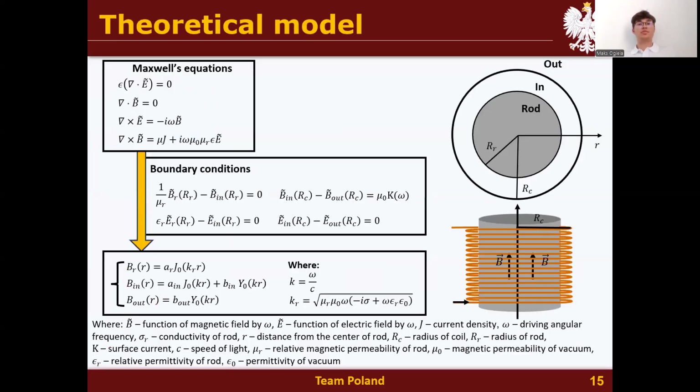In order to take them into consideration in our theoretical model, we solve Maxwell's equations for three main regions in our setup: rod, inside and outside. We have boundary conditions for the rod-inside border, which state that there is no charge accumulated at this surface and that there are no surface currents at the surface of the rod. The inside-outside boundary conditions are that there is no charge accumulated at this surface, and the surface current is caused by the current flowing through the windings of our coil. We can solve the equations, and we obtain the magnetic field distributions for different regions in our setup.